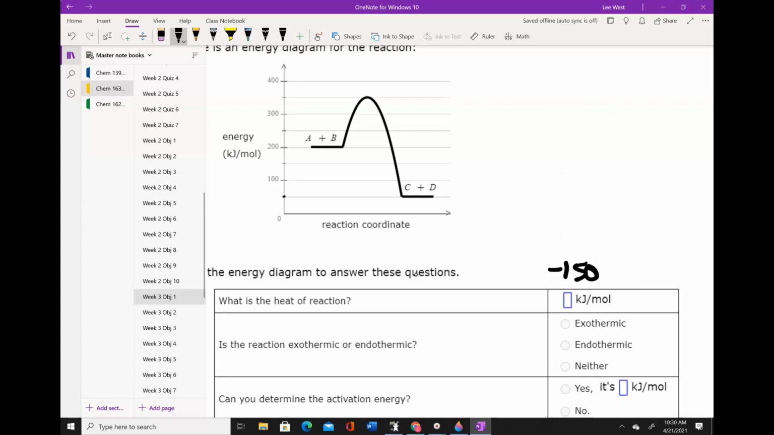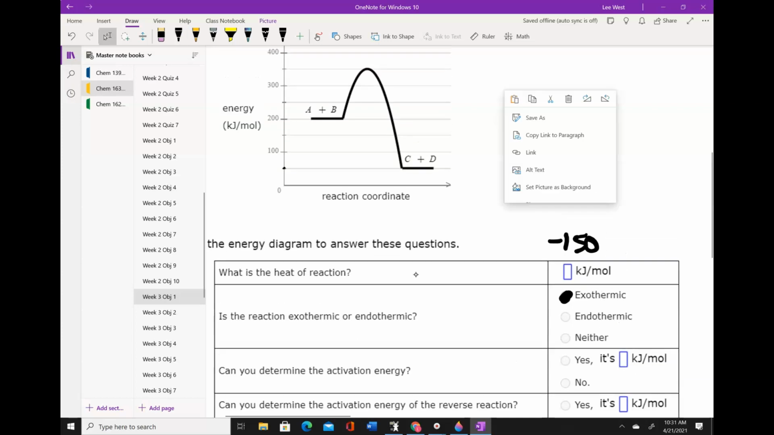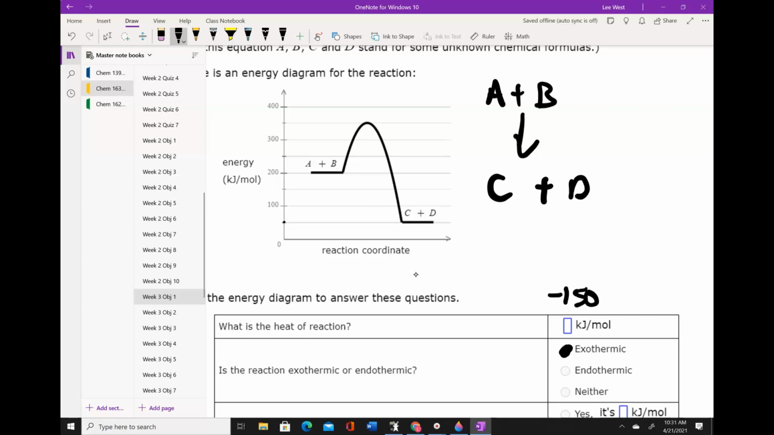So what's happening here is that this is what we call an exothermic reaction. Energy is released as the reactants are converted into products. We're also generating heat. Heat is going to be released.